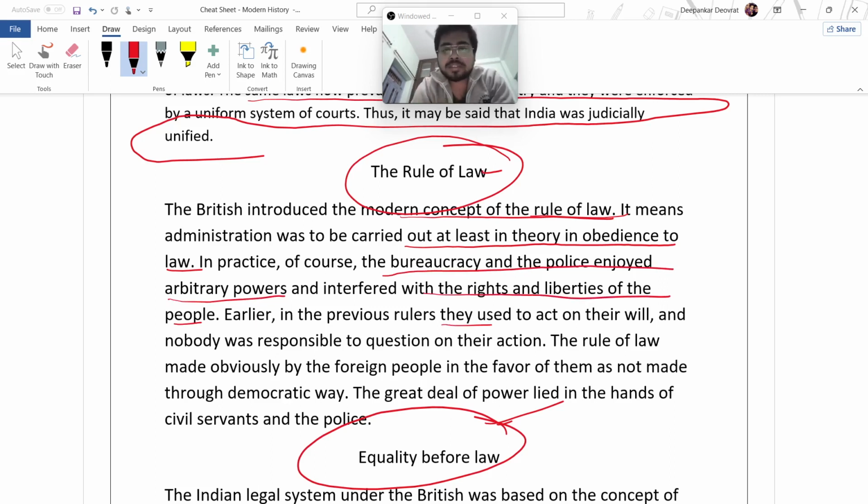Earlier, the previous rulers used to act on their will, and nobody was responsible to question their action. Now judicial supremacy is present. If you are not following the law, the Supreme Court will come. Even in a constitutional amendment, if the basic structure of the constitution is being tampered with, judicial supremacy is there, and they will come and strike it down. So that kind of thing is mentioned.